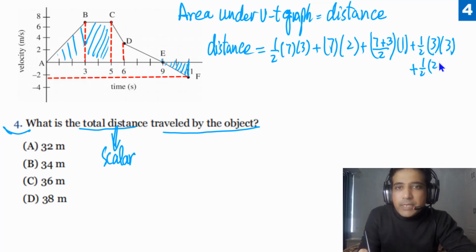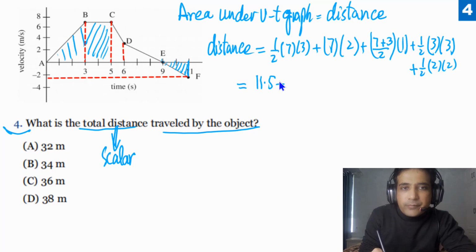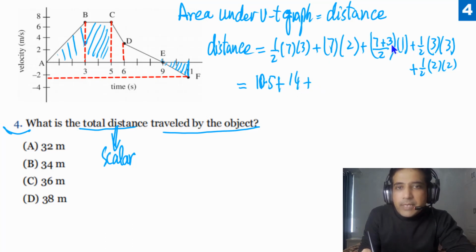Now we need to add all of them. So 7 times 3 means 21, and 21 divided by 2 means this is 10.5. Plus we have 14. And here we have 10, 10 divided by 2, so here we will get 5. And here we will get 9.